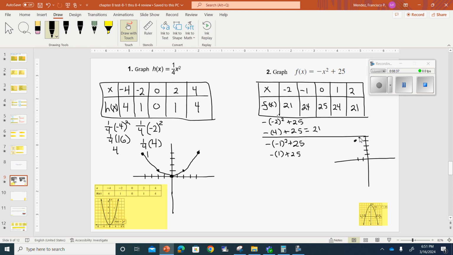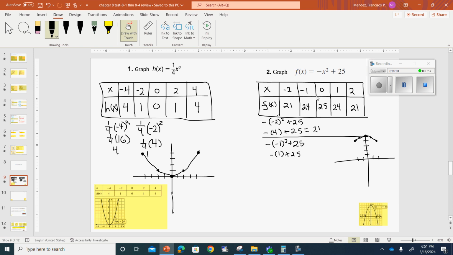And then 0 was 25. So that's going to put me here. The other side, I have the same values reflected across. So here, we're going to have 24, and over here we'll have 21. And we see we have a parabola that looks like this. All right.